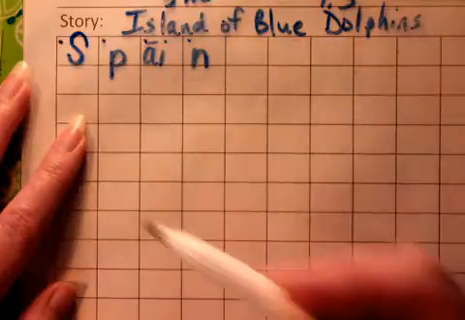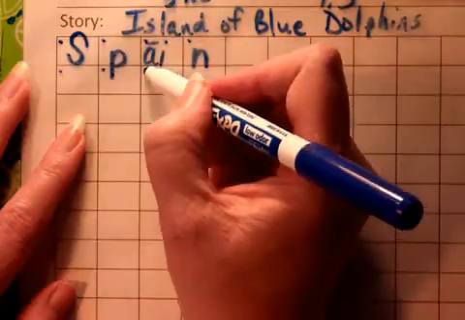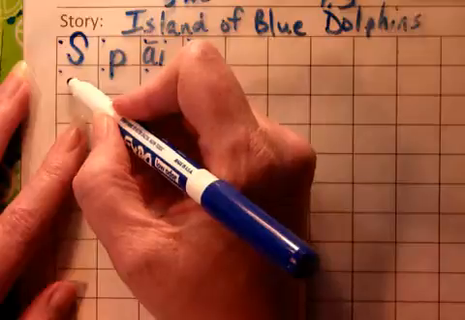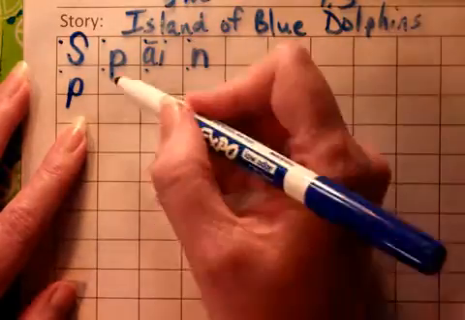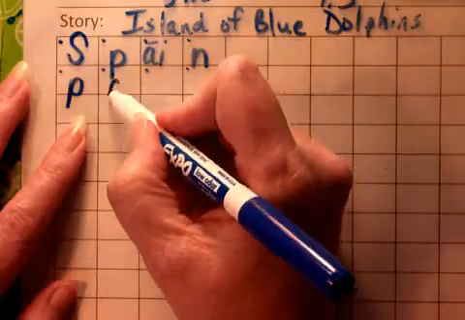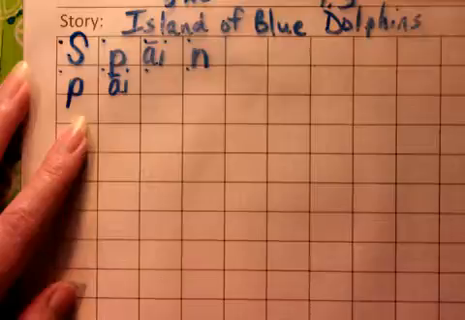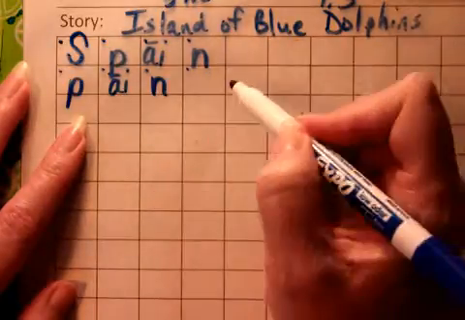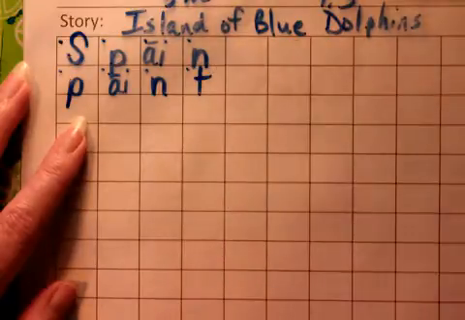The next word is paint. I like to paint. The first sound is P. Go under the writing line. The bubble sits on the writing line. The next sound is A. The spelling is A-I because it's in the middle of a base word. The next sound is N. Then T. Start from the top, go down, and then cross. Paint.